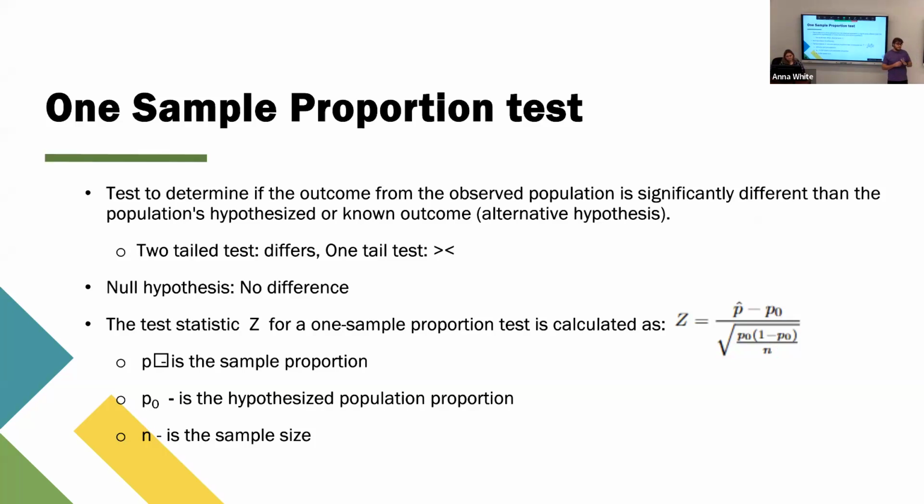So the test statistic for this one sample proportion test is the z-score, and it's calculated as the observed proportion minus the hypothesized or known proportion, divided by the square root of the hypothesized proportion times 1 minus the hypothesized proportion, divided by n.